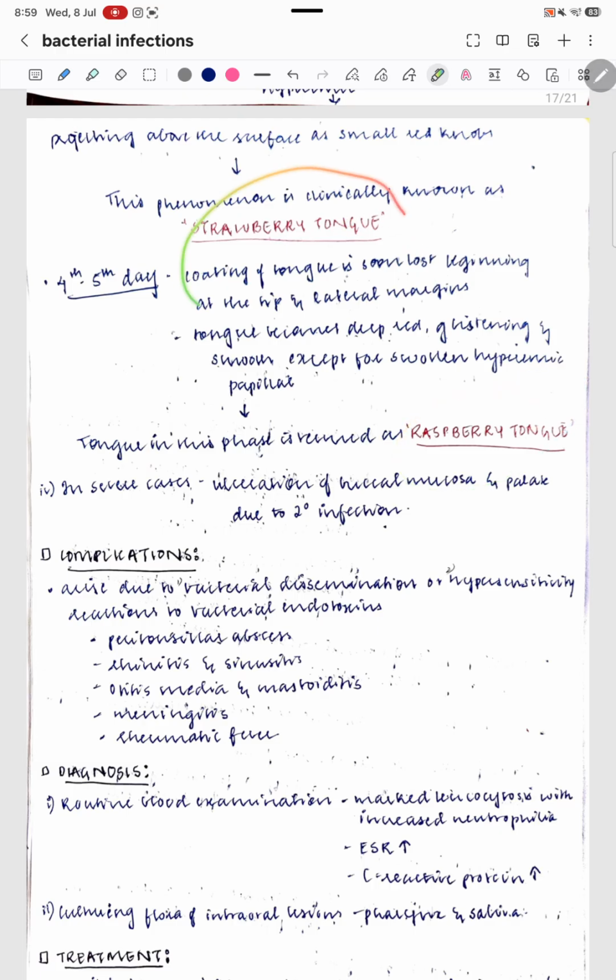So there is strawberry tongue, where the fungiform papillae become knob-like and very erythematous. Raspberry tongue is when the tongue in the center is red, swollen and glistening, and the papillae on the lateral sides and the tip of the tongue are lost. That is your raspberry tongue.